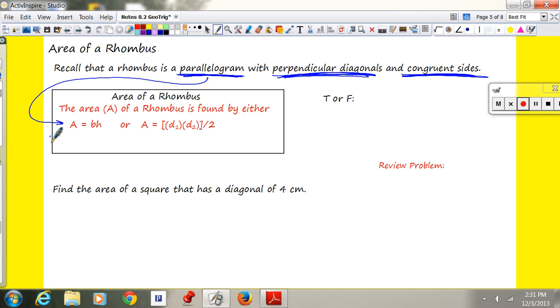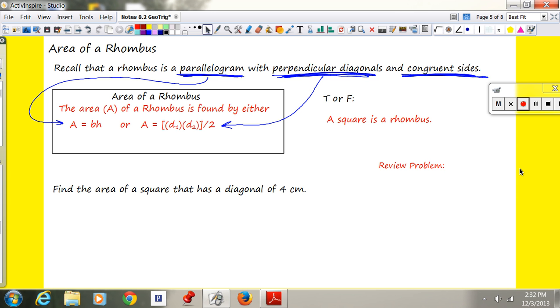But you could also use diagonal times diagonal divided by 2. And that's because of the perpendicular diagonals. That formula works whenever you have perpendicular diagonals. That formula works for a kite. A kite has perpendicular diagonals, so it would also work for a kite. So for a rhombus, you really have two formulas that you could decide to use. Either one works. Now, true or false?